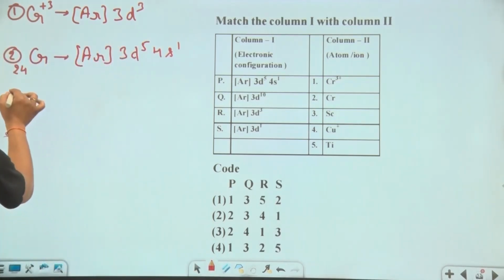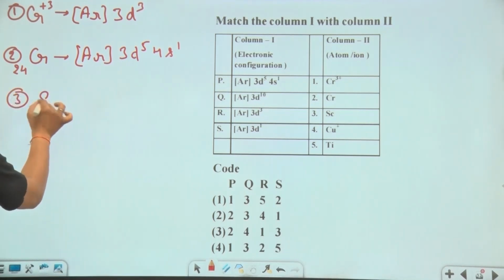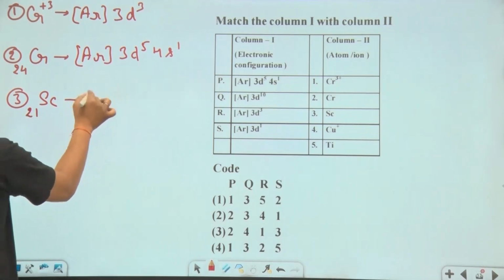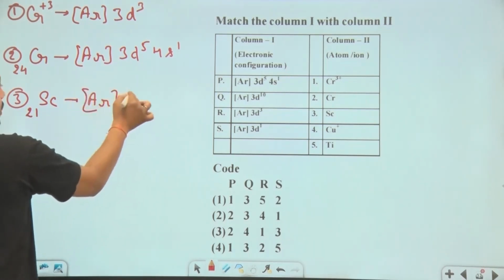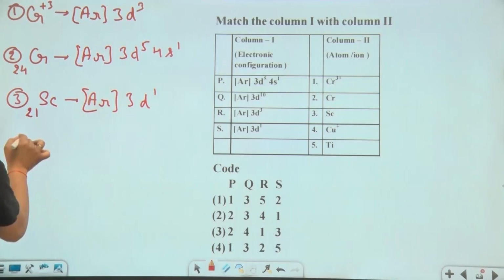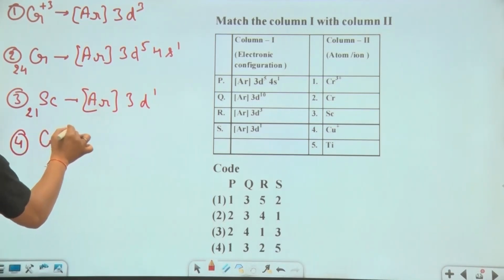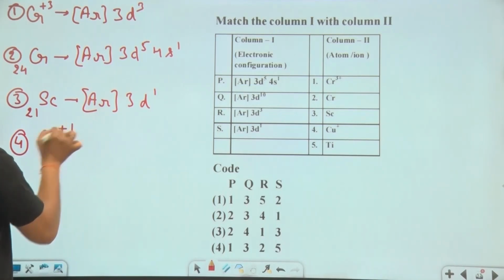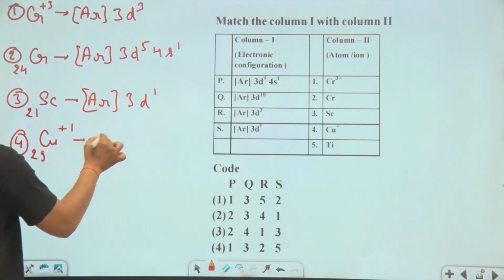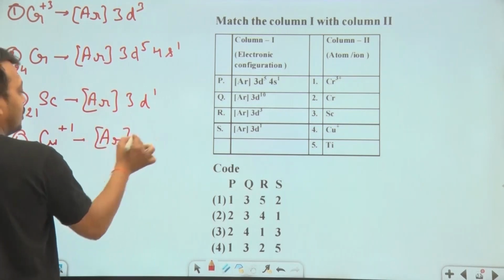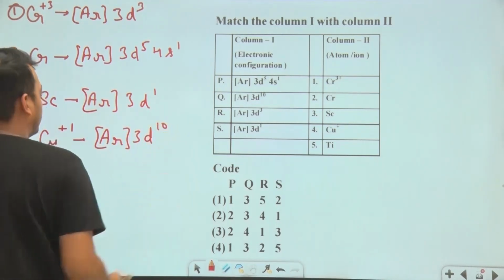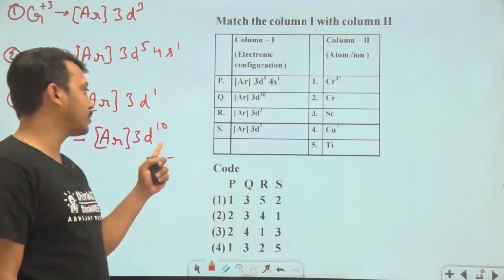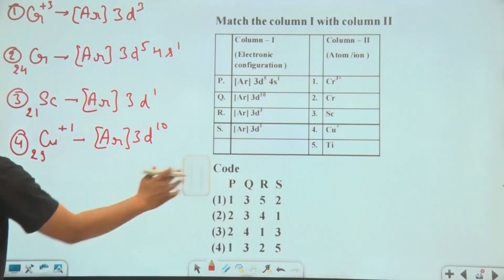Now the third one is scandium. Scandium has atomic number 21, so its configuration is argon 3d1. Now the fourth contains copper plus 2. The atomic number of copper is 29, so its configuration is argon 3d10 4s1. But we have to remove 1 electron, so 1 electron will be removed from the 4s subshell.